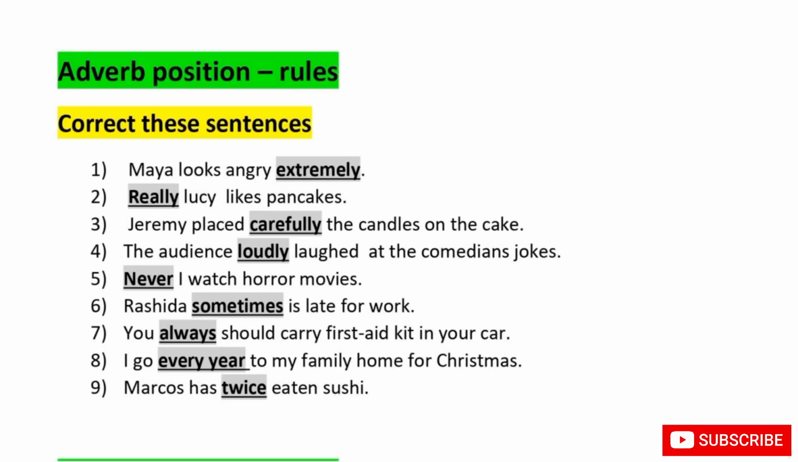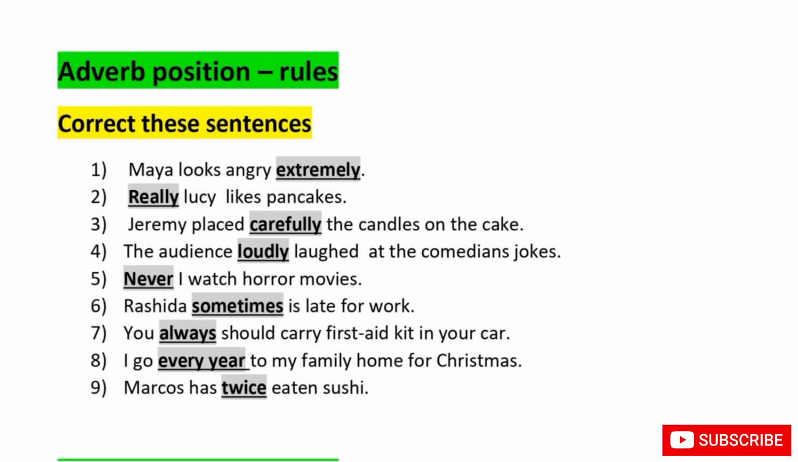Now, before I give you the rules, I'm going to test how much you know. On the screen, there are 9 sentences, and all 9 sentences are wrong. They have errors in the position of adverbs. The adverbs are underlined. In each sentence, I want you to correct the error by putting the adverb in the correct position. Stop the video, think about your answers, then play the video again and check. All right, let's look at the answers.